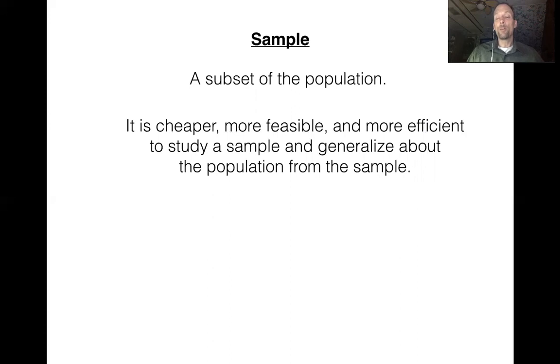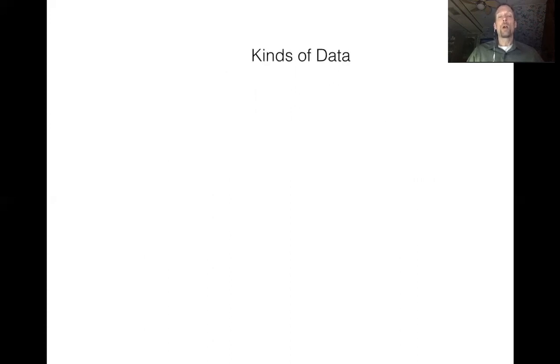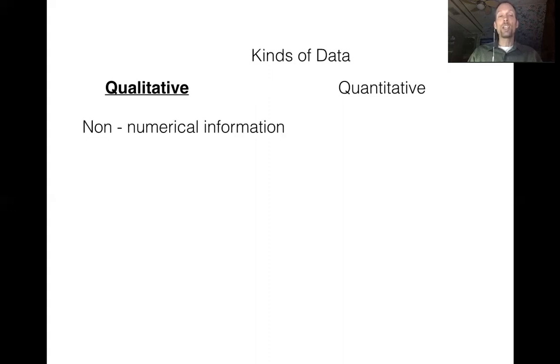So now we've talked about populations, we've talked about samples. What are the different kinds of data you can end up with in statistics? And we have two major houses, what we call qualitative data and what we call quantitative data. Qualitative data is any information that's not numerical. So just because you're doing statistics doesn't mean that your information has to be a number. It might not be a number.